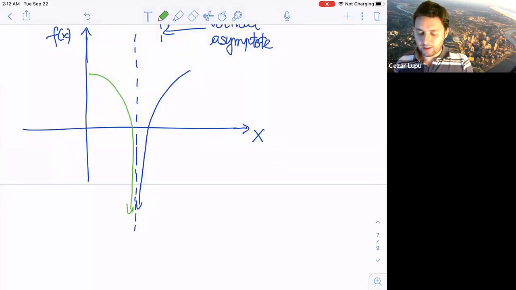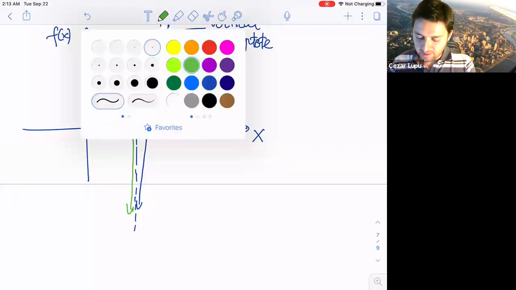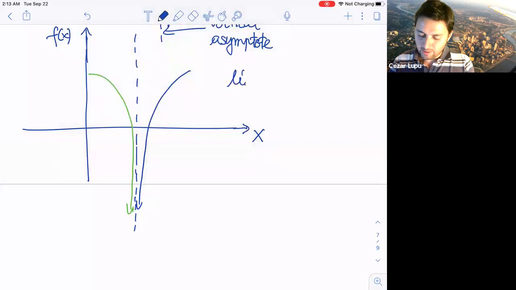As you can see, I can illustrate this: the function decreases without a bound. So it goes down to negative infinity. We can illustrate this by saying that the limit as x approaches c of f of x is nothing else than just negative infinity.